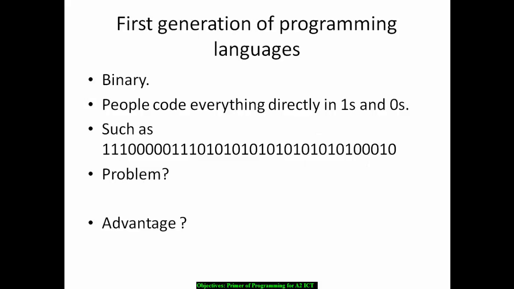Binary format is the first generation of programming languages, and is also called machine code. The machine understands this one without any translation. For example, this string of ones and zeros could represent some kind of calculation with data in there. We're going to skip the problems and the advantages because it is a primer.